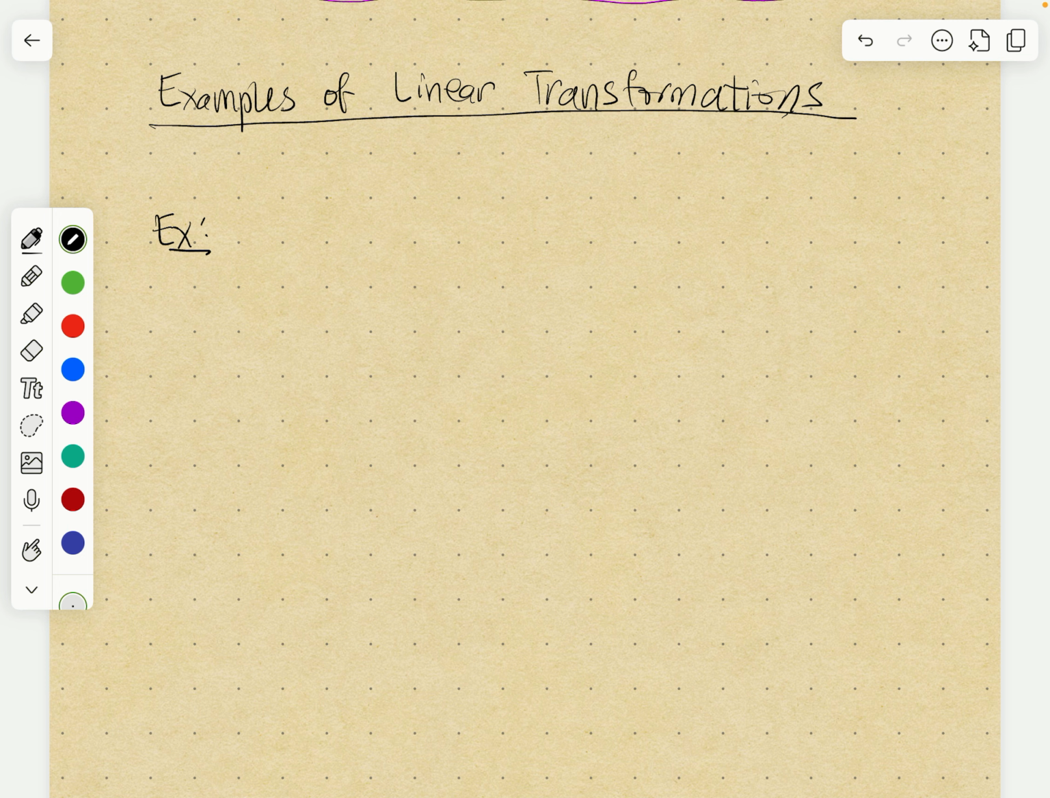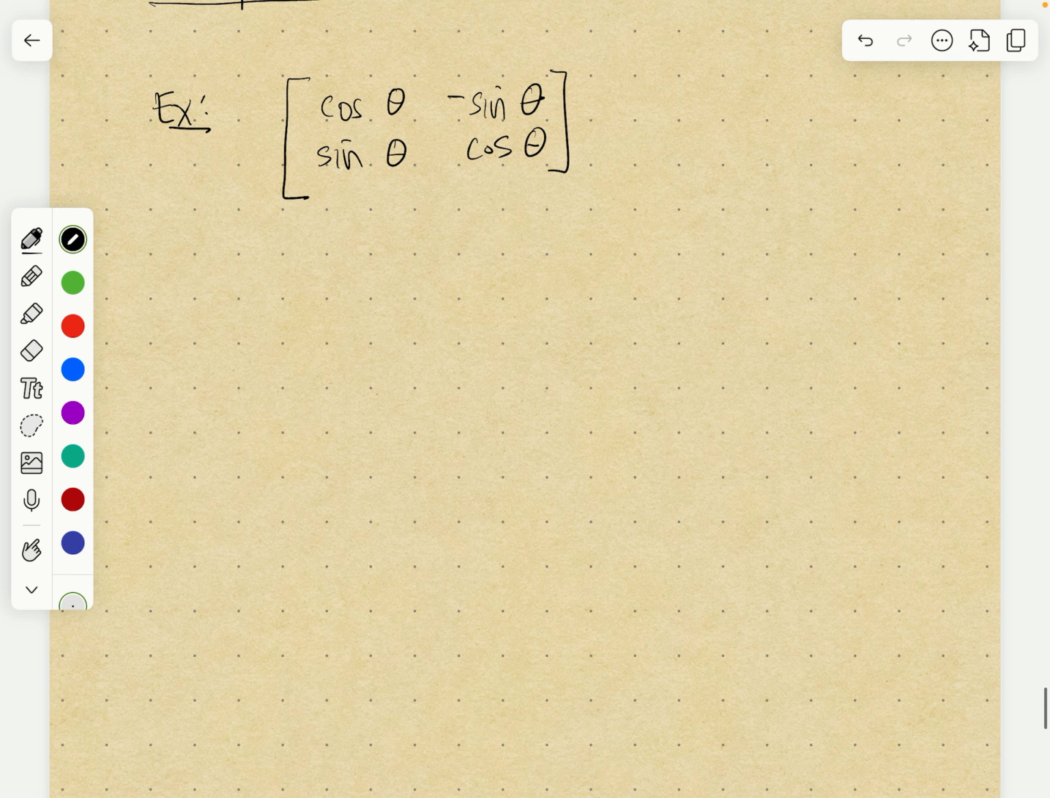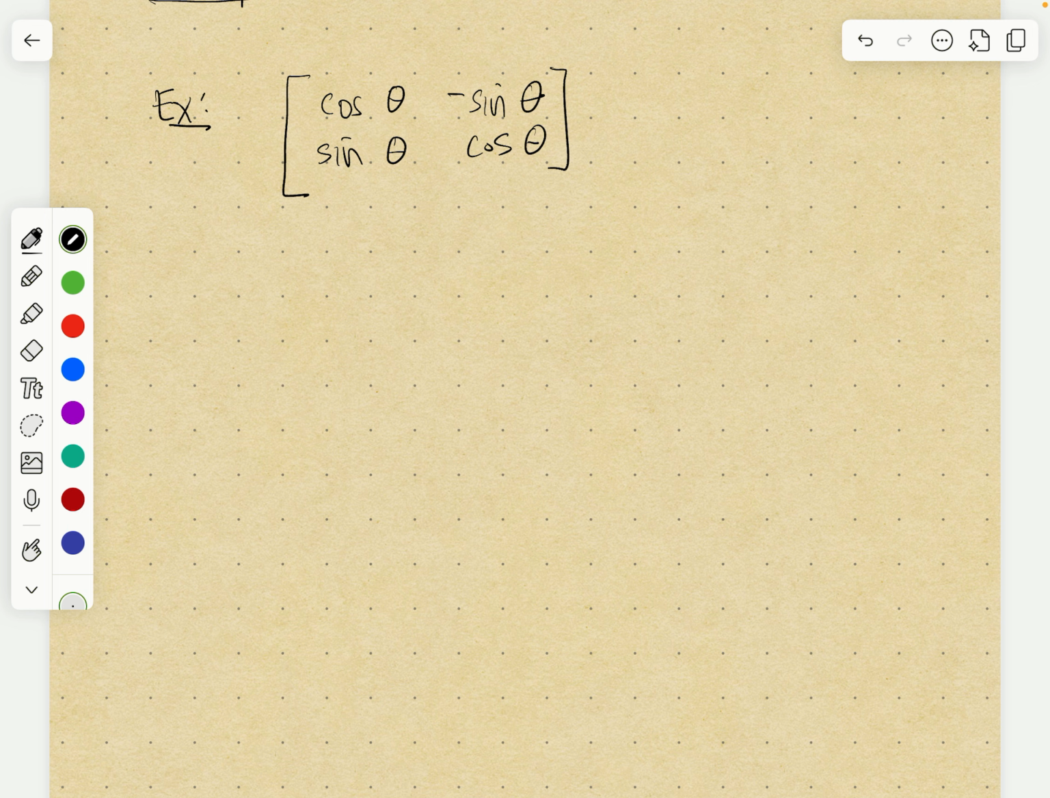But let's take a look at some specific matrices. Let theta be a real number, and let's look at this matrix: cosine theta, sine theta, negative sine theta, cosine theta. Now let's think about what this matrix does.